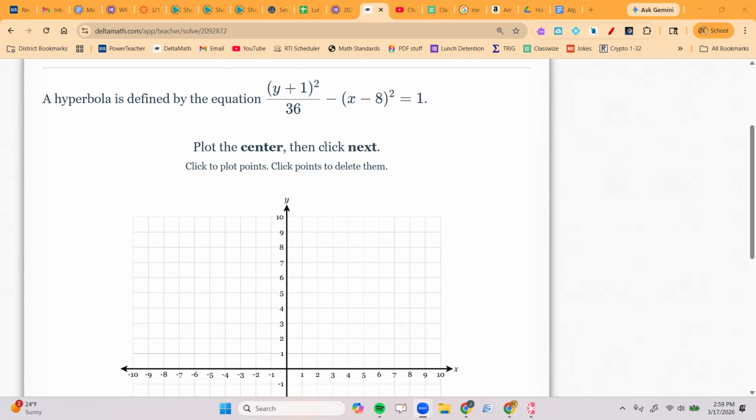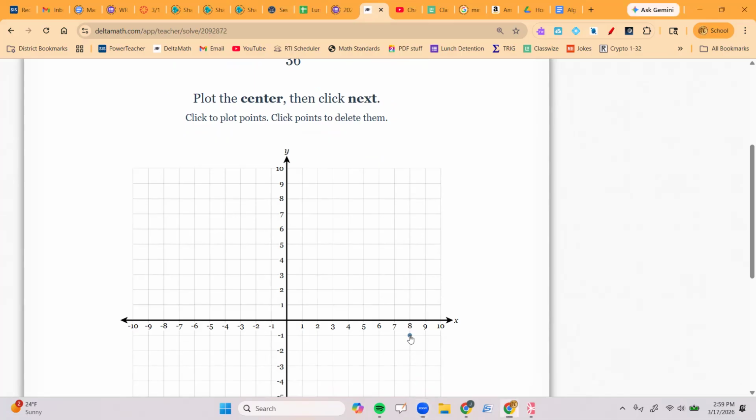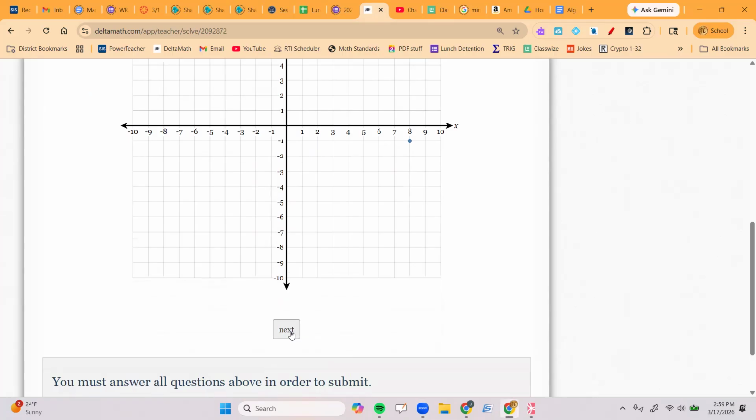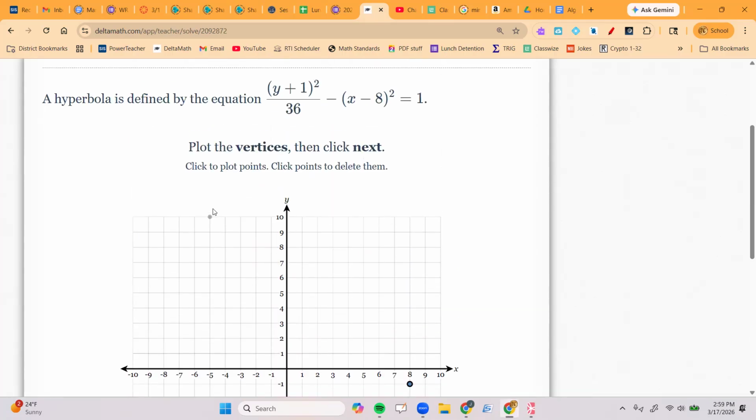So it says to plot the center, and where is the center again? Positive 8, -1. So I'm going to go to 8, -1. I'm going to click a dot, and it won't really proceed until you click this button that says next. Okay. And I know you can all read directions, but just make sure you do that. And then the directions will change, and it's going to say click the next thing.